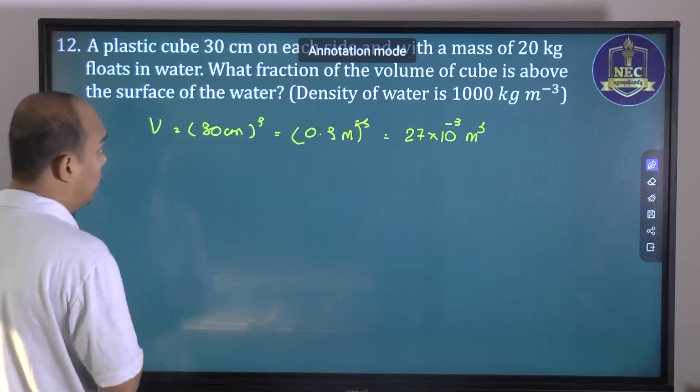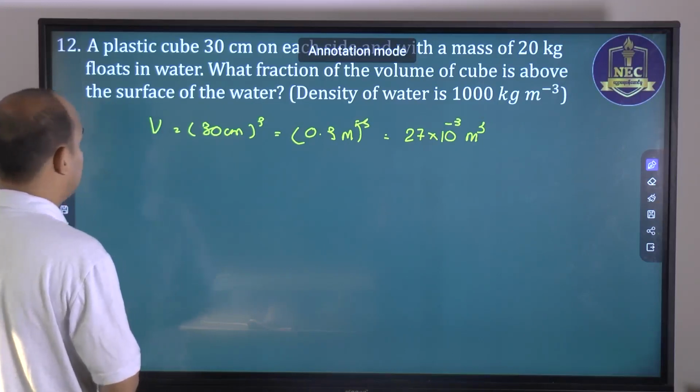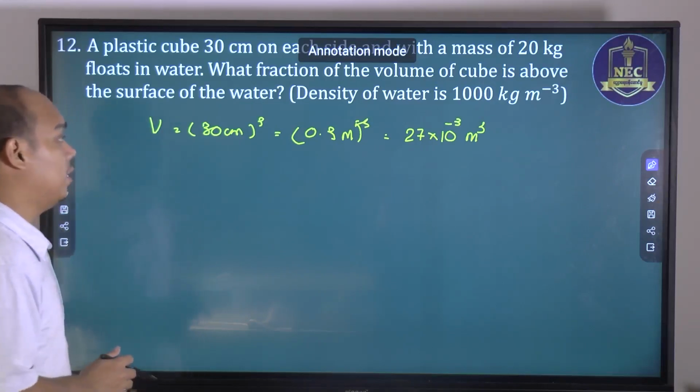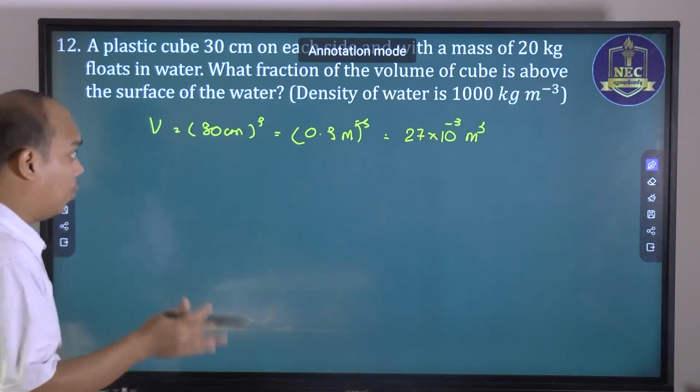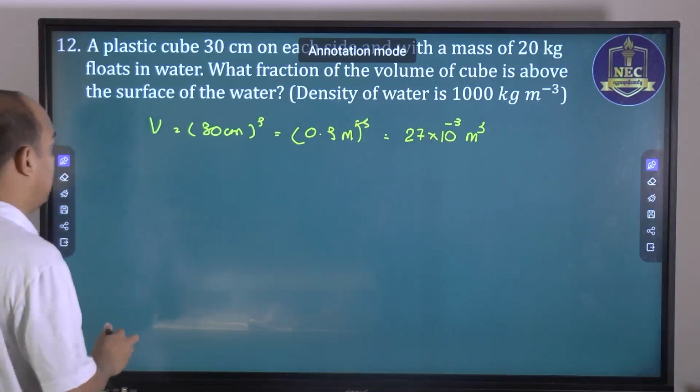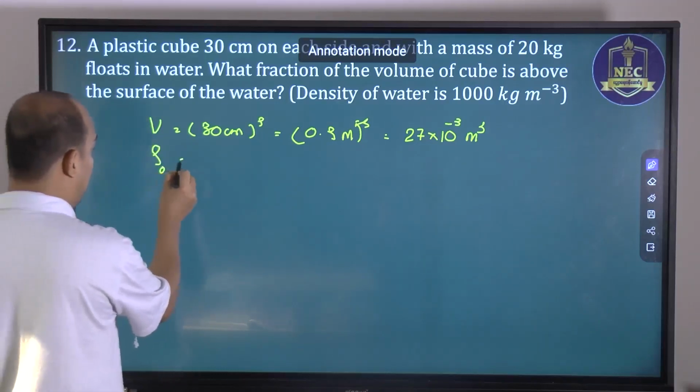We are floating in water. What fraction of volume is above the surface of water? Density of water, rho naught.